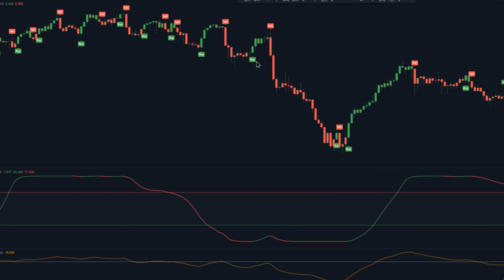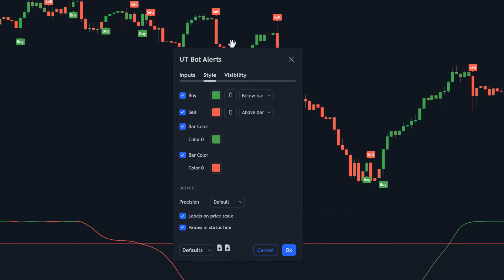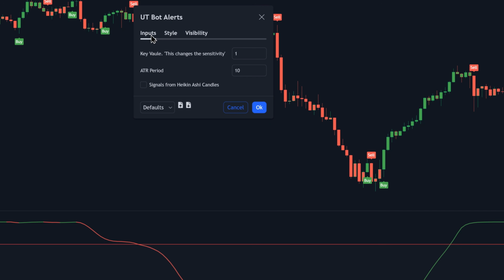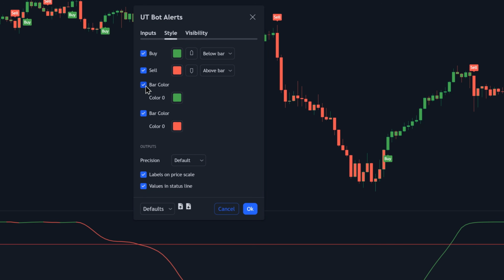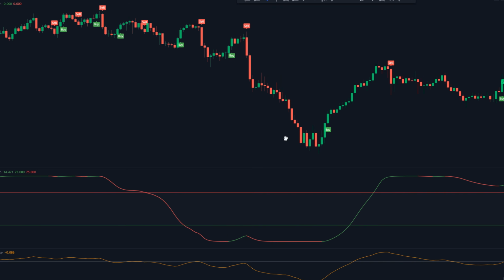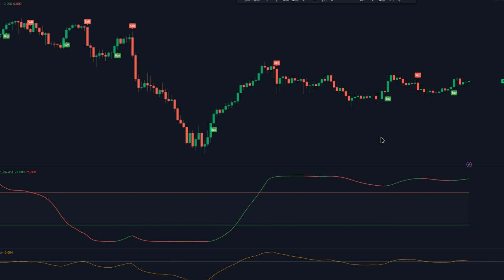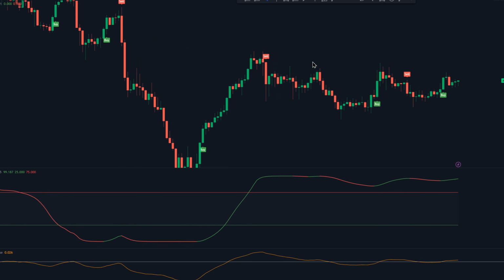For the UT Bot Alerts indicator, we're gonna access its settings. Then on the Inputs tab, we're gonna change the key value to 2 and reduce the ATR period to 1. On the Style tab, we wanna disable the bar colors. After that, click OK. Now here are the entry conditions for entering a long position using these three indicators combined.